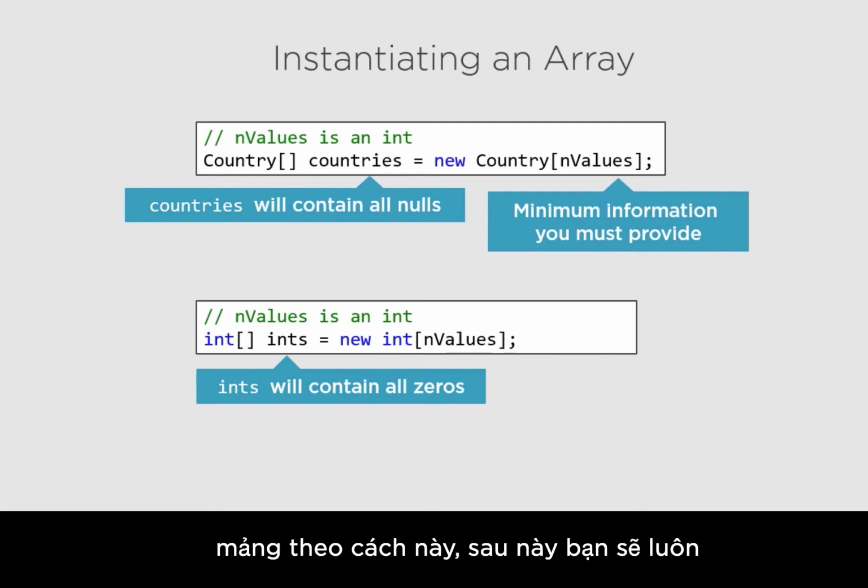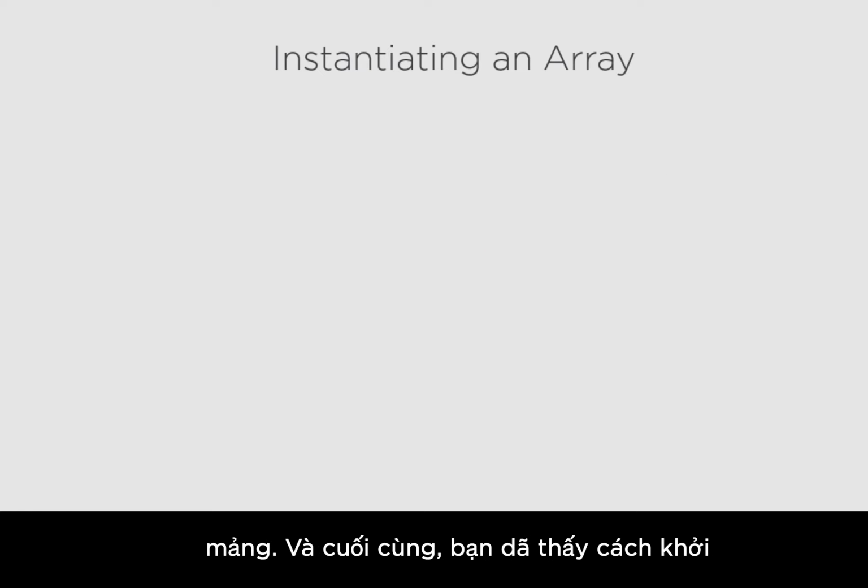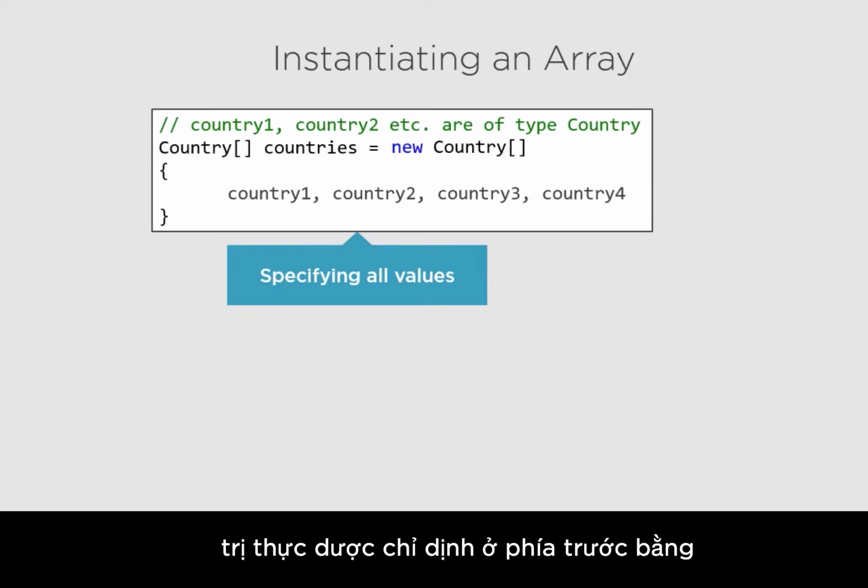Obviously, when initializing an array this way, you'll invariably later on want to replace the zeros or nulls with the actual values that you intend to put in the array. And finally, you saw the most specific way of instantiating an array, in which the actual values are specified up front using a collection initializer.